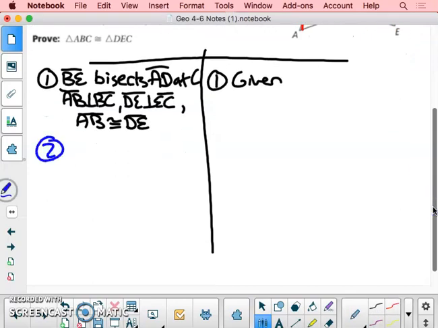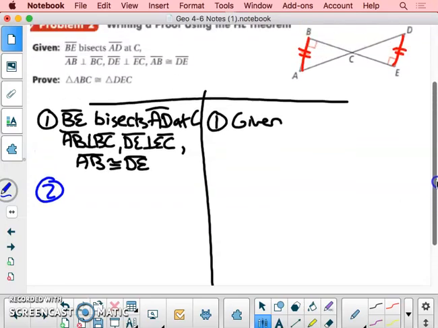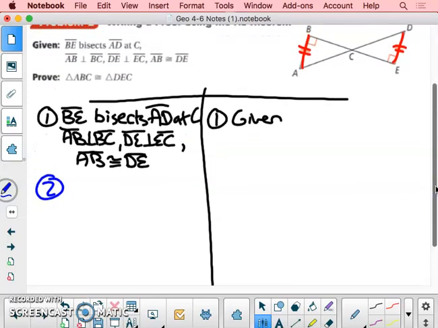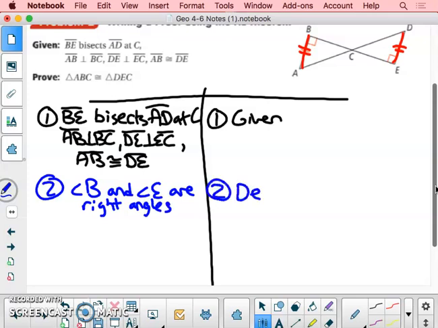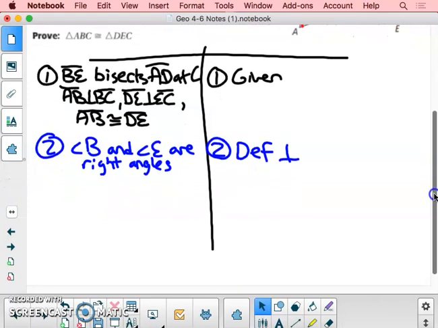Step 2, we're going to use all this perpendicular business here to show that angle B and angle E are right angles. The reason I know that those are right angles is that I have the term perpendicular in my given. So just because I see the word perpendicular, that allows me to use definition of perpendicular as a reason for my proof. Okay?